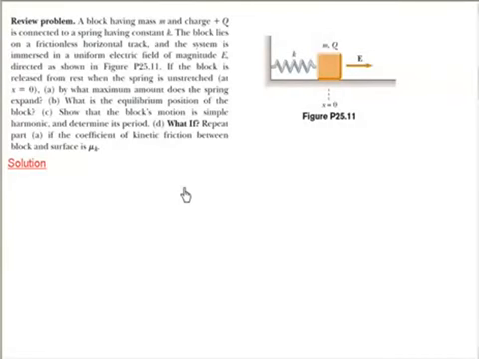Okay, so this says you have a mass m. This block has a mass m and this block has a charge capital Q. And there is an electric field applied in this region. That is, the capital E is the electric field. And this block is kept at x equals 0.